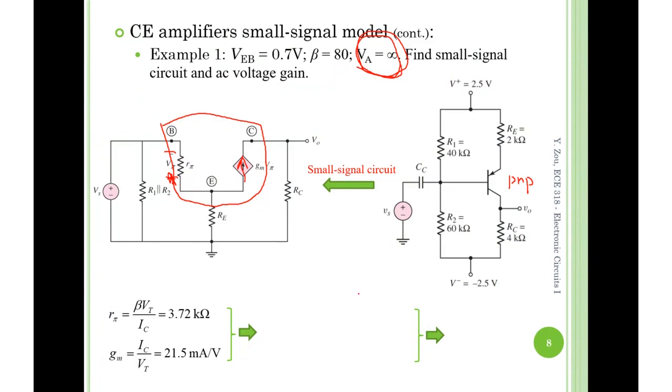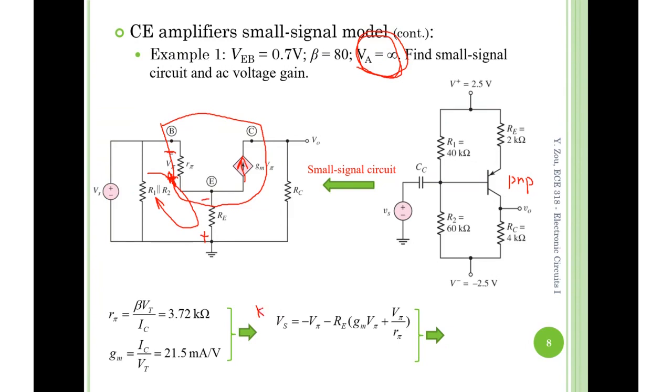Let's see the equation. Yeah, let's leave the result for last, but let's see the equation here. This is the first equation. This is actually a KVL inside of this loop, right? Of course, be careful of the polarity of the voltage. The polarity of V pi is negative on top, positive on the bottom, and the voltage across the RE has the same polarity. So be very careful.